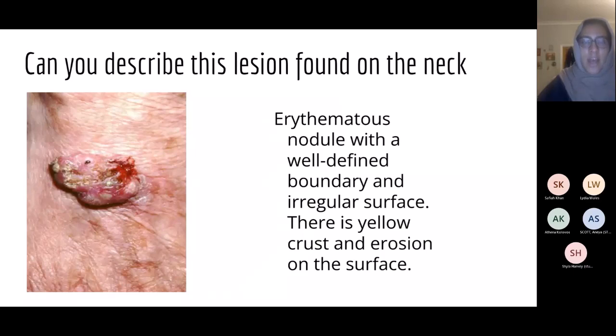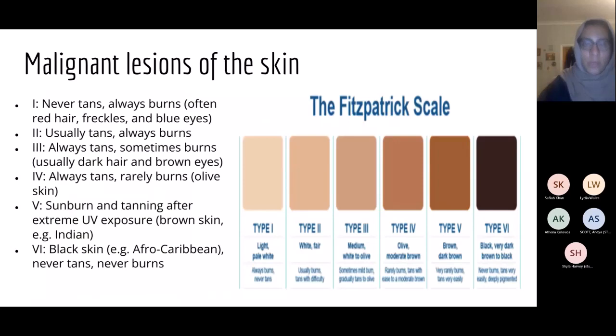And that brings us on very nicely to our first topic within dermatology, which is malignant lesions of the skin. Before I go into the different types, just a note about skin tone. This is the Fitzpatrick scale, and it's a scale that's used to define the type of skin tone that you have. The reason why that's relevant in this case is that if you have a certain skin tone that's more prone to tanning or burning, then you are at higher risk of getting certain malignant skin cancers.